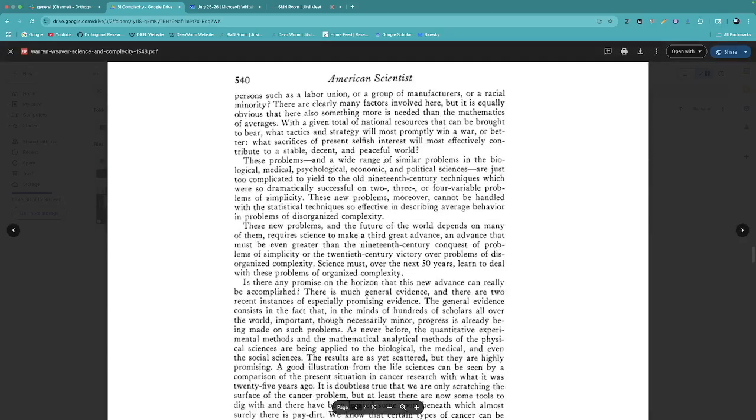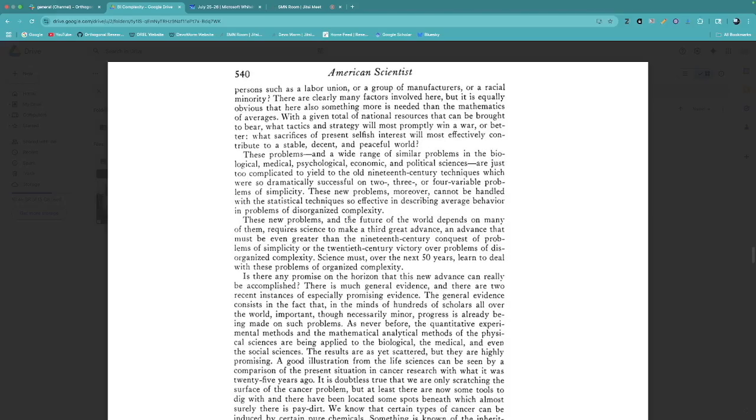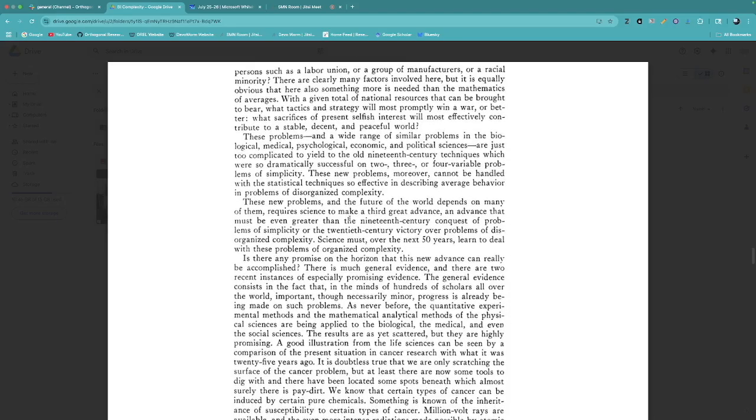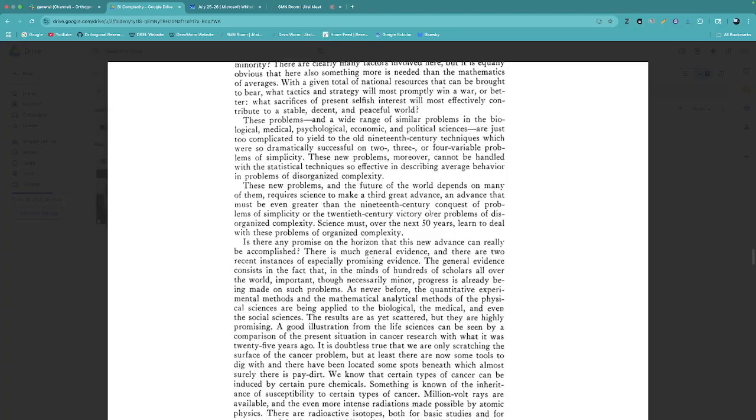These problems and a wide range of similar problems in the biological, medical, psychological, economic, and political sciences are just too complicated to yield to the old 19th century techniques, which were so dramatically successful on two, three, or four variable problems of simplicity. These new problems, moreover, cannot be handled with the statistical techniques so effective in describing average behavior in problems of disorganized complexity. So these new problems, and the future of the world depends on many of them, require science to make a third great advance.